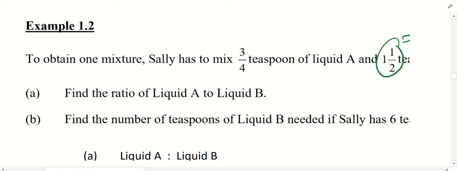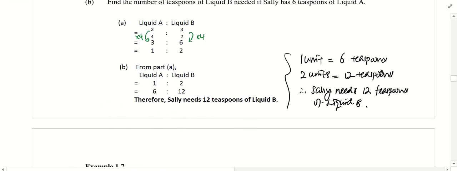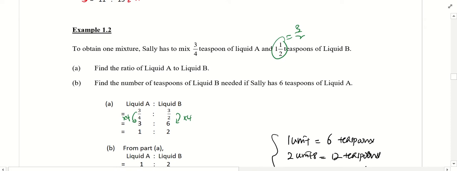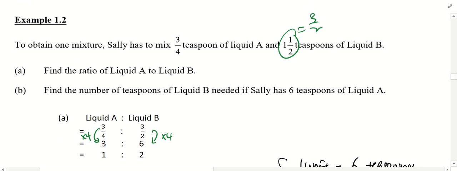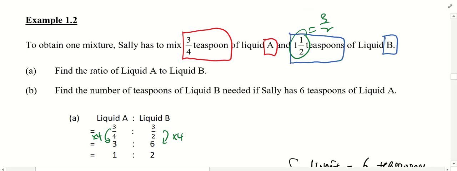Next, example 1.2. Example 1.2 is extremely difficult. In fact, the next one is even more difficult. So let's take a look here. Sally wants to make a mixture consisting of liquid A and B. To obtain one mixture, Sally has to mix 3/4 teaspoon of A with 1.5 teaspoons of B. Now remember I said that I hate mixed fractions. So immediately I will convert 1.5 to 3/2.